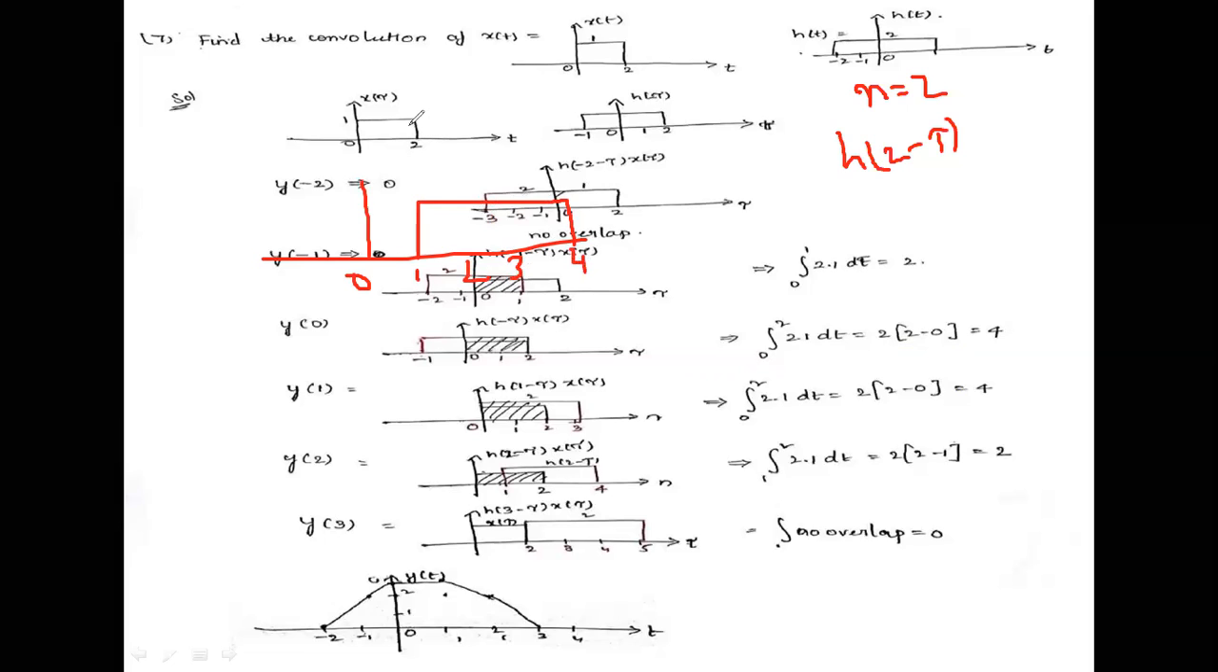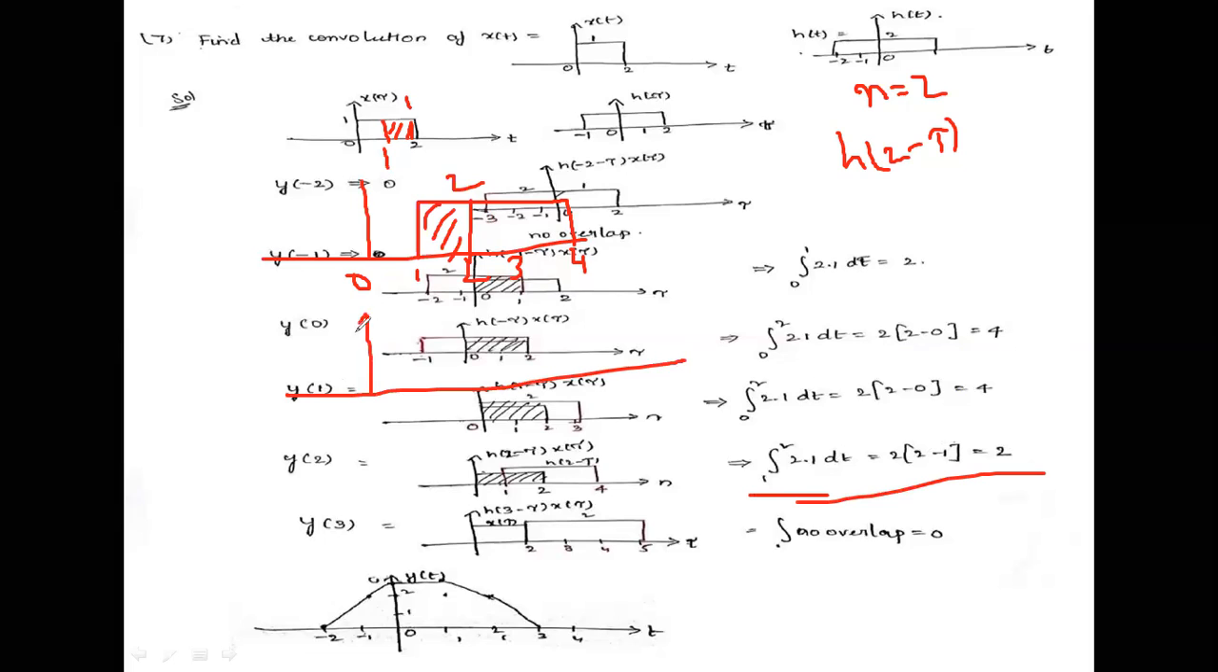Now observe here, an overlapping occurs between 1 and 2 only. Here the magnitude is 2, and here the magnitude is 1. Now the range is 1 to 2, so the limits give 2 into 1 into dt, which is 2 into (2 minus 1), and the value is 2. Got it?